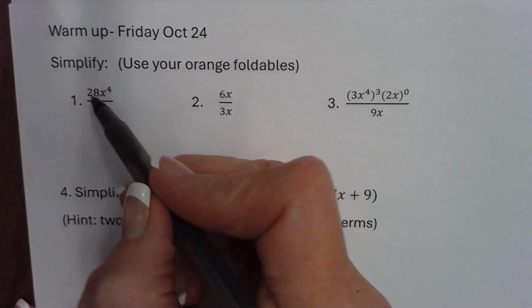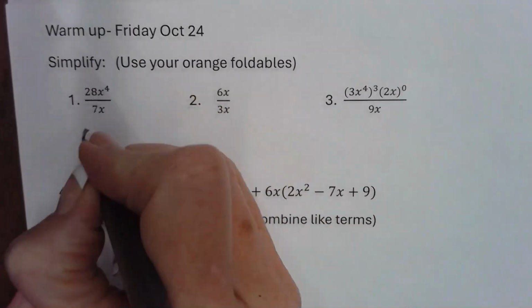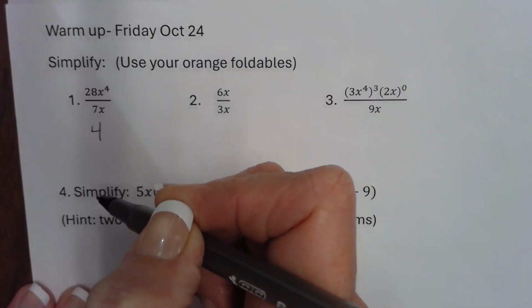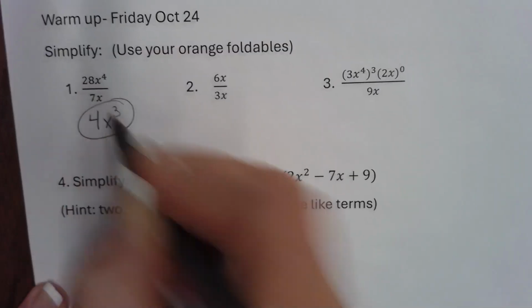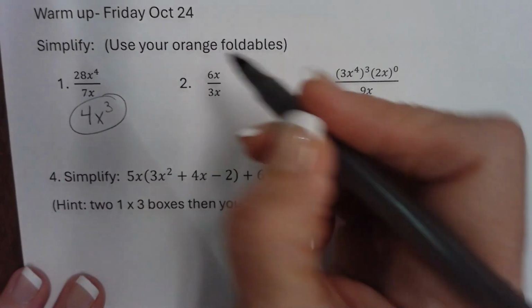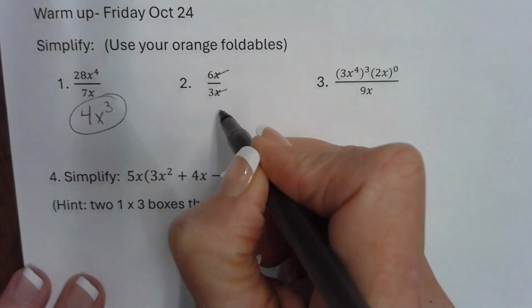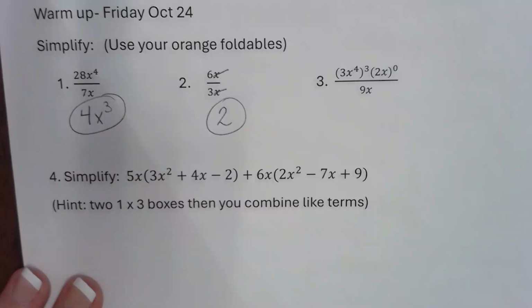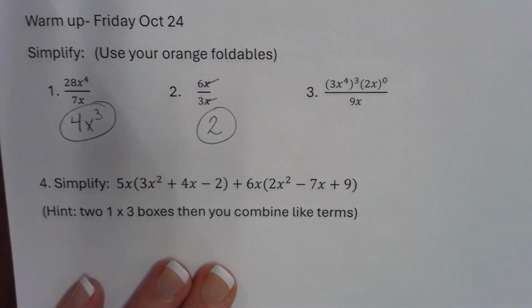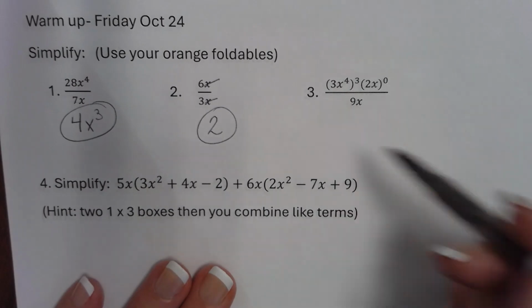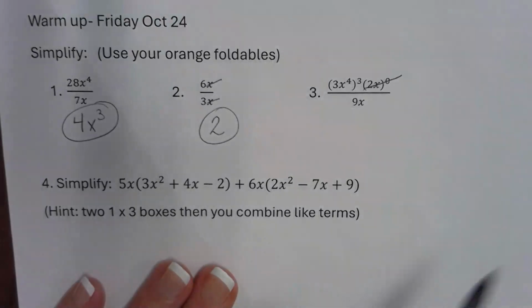Okay, so we are dividing coefficients, so 28 divided by 7 would be 4, and what are we doing with powers? We're subtracting powers, so this would be 4x to the third. Here, x's cancel. 6 divided by 3 is 2. Make sure you do not have an x on your answer. Here, I threw in a 0 power to see if you remembered what anything raised to the 0 power is. It's a 1, and because there's other stuff, I'm just going to cross through it.